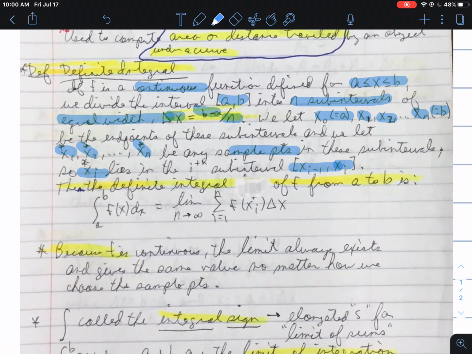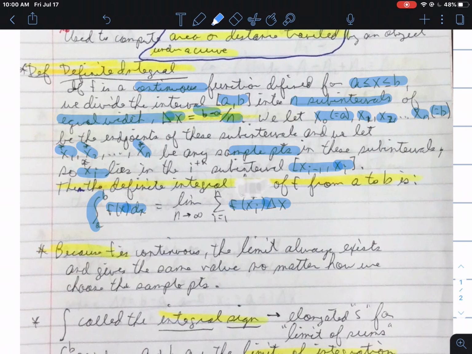Then the definite integral of f from a to b is given by the integral from a to b of f of x dx. That's how we read that. And that's going to be an equivalent notation for that limit of sum notation that we used earlier. So here's the f of x dx. Remember, delta x and dx are the same, back in our discussion of differentials. Delta y and dy are not necessarily the same, but delta x and dx were the same.